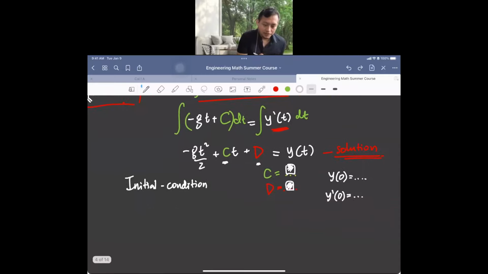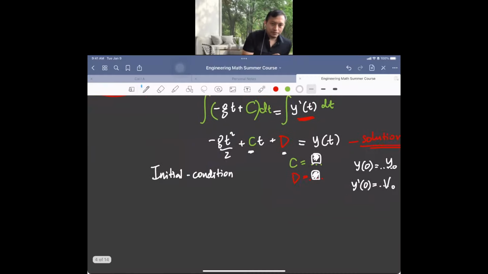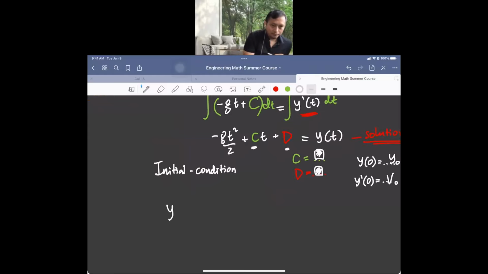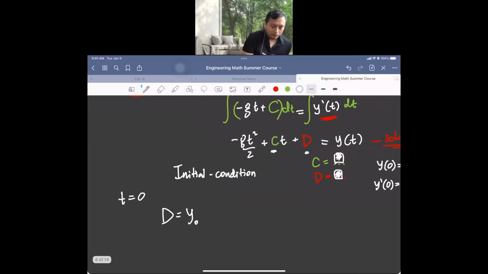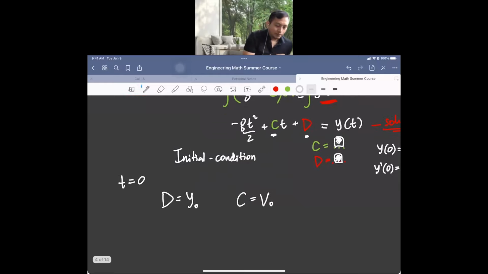Let's say we have the initial conditions as y naught, like that. For y prime, we have the velocity v naught, like that. Now y of 0 is our d, if we plug in t equals 0, and also when t equals 0 for c, this will be our v0, and this is what we call kinematics in physics, right? Is this negative? Sorry.